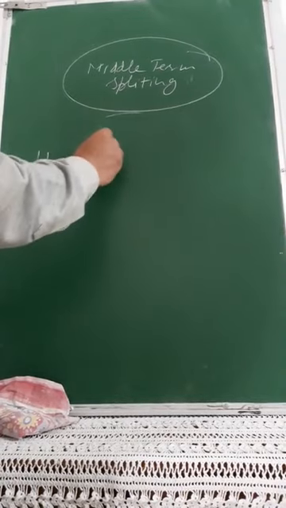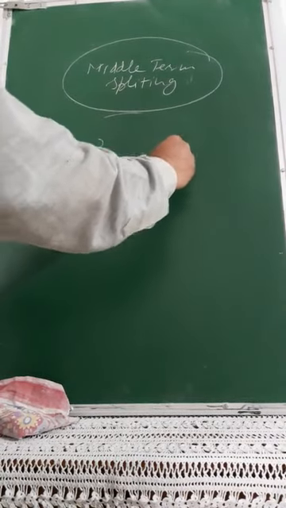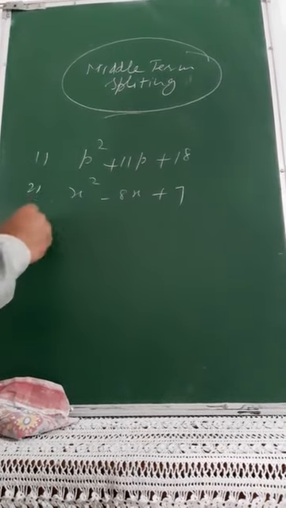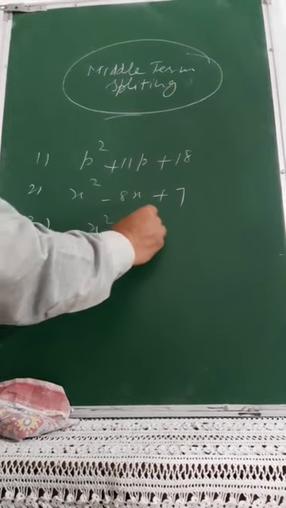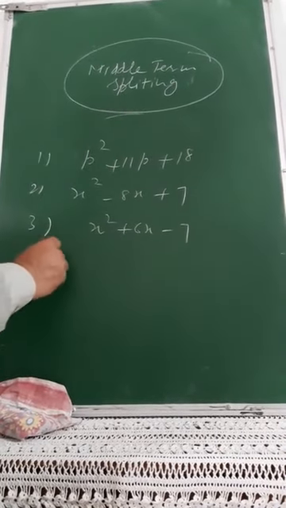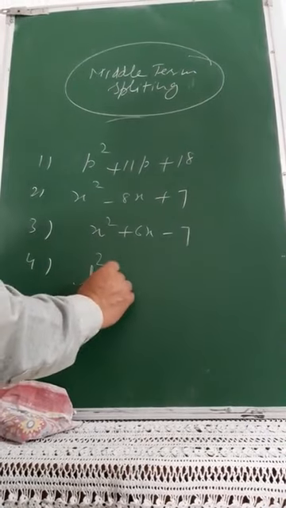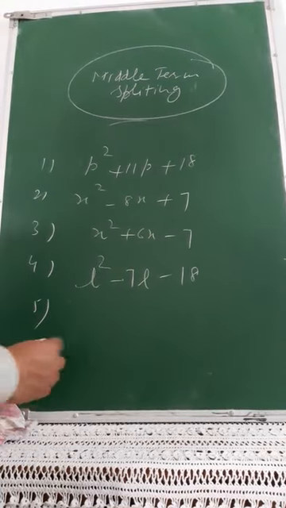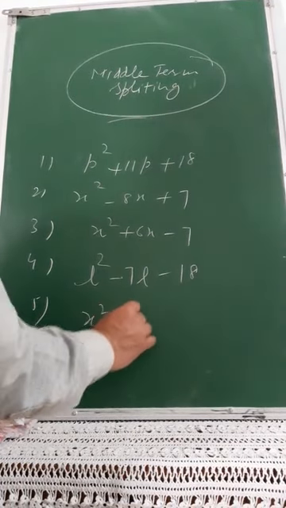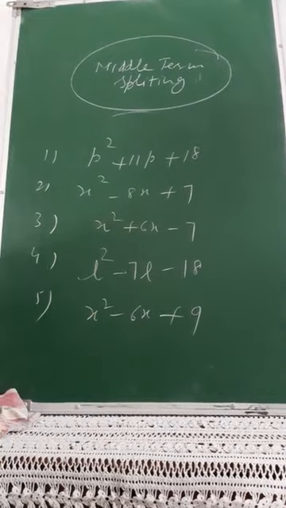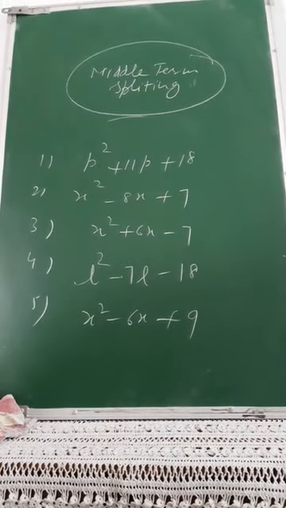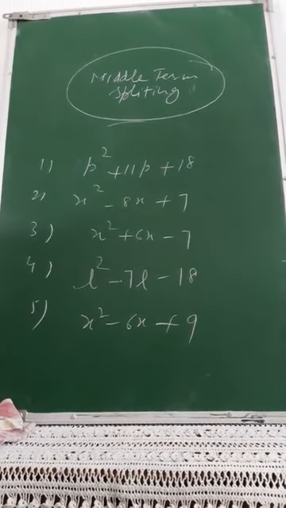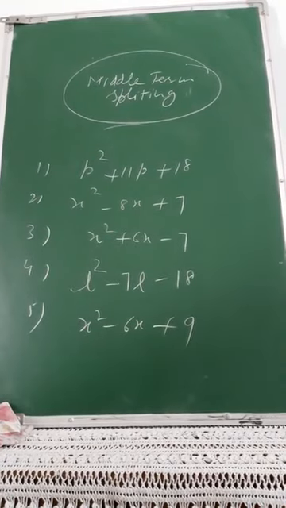Suppose the first part is p square plus 11p plus 18. Second is x square minus 8x plus 7. Third is x square plus 6x minus 7. Fourth is L square minus 7L minus 18, and fifth is x square minus 6x plus 9. So please do practice. Try to factorize these by using the middle term splitting. I will come back to you tomorrow, and then we will continue with the other parts of question number 4 and 5 of exercise 9.4.